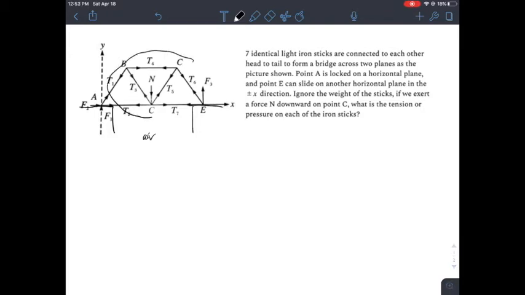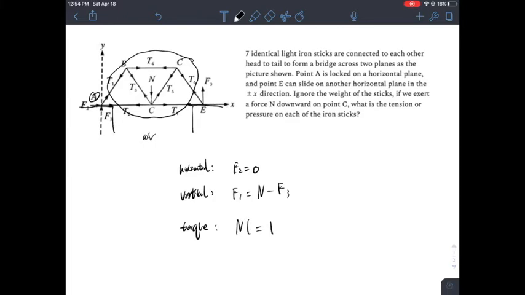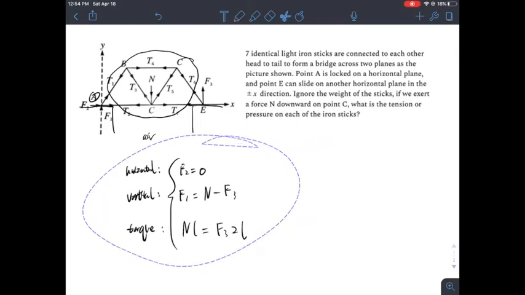In order to approach the problem, we need to define our system as the whole bridge. Then we balance the forces. First, in the horizontal direction, we have F2 equal to 0 because it is the only force component in equilibrium. In the vertical direction, we have F1 equal to N minus F3. And for the torque, if we define A as the pivot point and define the length of the stick as L, NL will be equal to F3 times 2L. And we have our system of equations here.